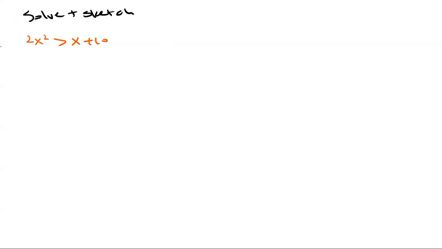All right, so the first thing we need to do here is move all our terms to the left because we need the right side to equal 0. So we're going to subtract x on both sides and subtract 10 on both sides. We're just going to move these terms, and we get 2x squared minus x minus 10, which is greater than 0. Then we're going to take that trinomial, set it equal to 0, and then factor it.